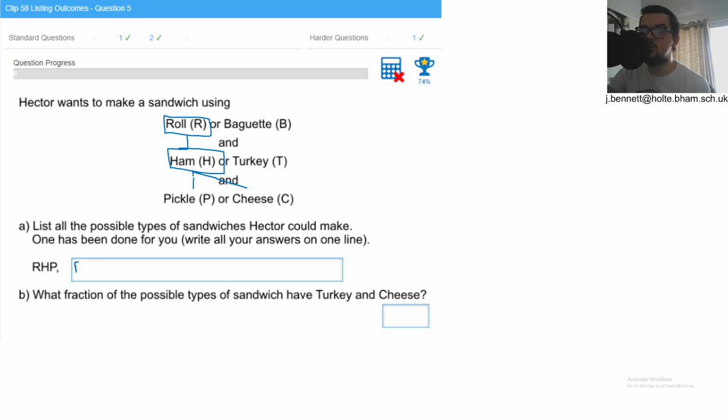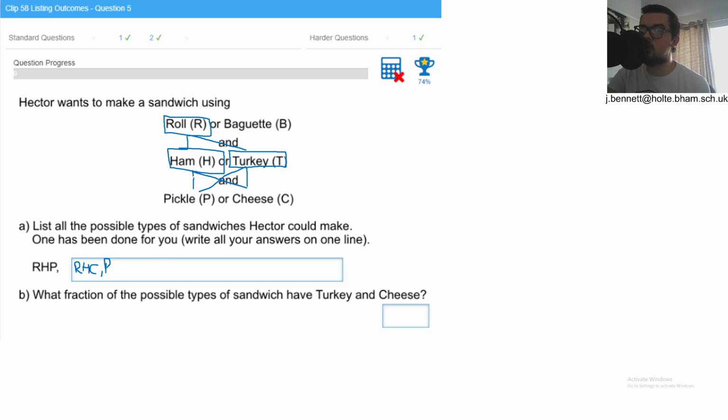So we do roll, ham, cheese. These are all the roll, ham answers. So next we go up, and we go right here. So now we have roll, turkey, and again we can have pickle or we can have cheese.